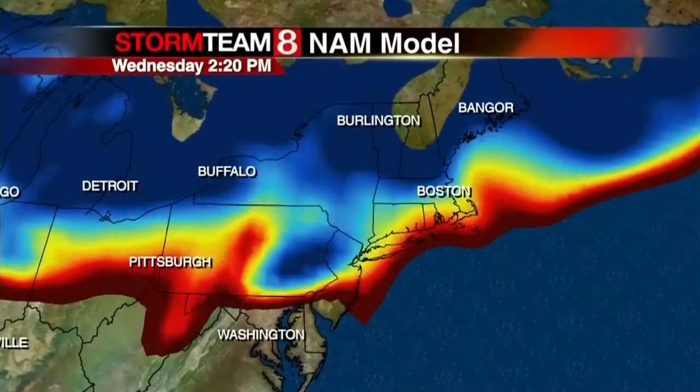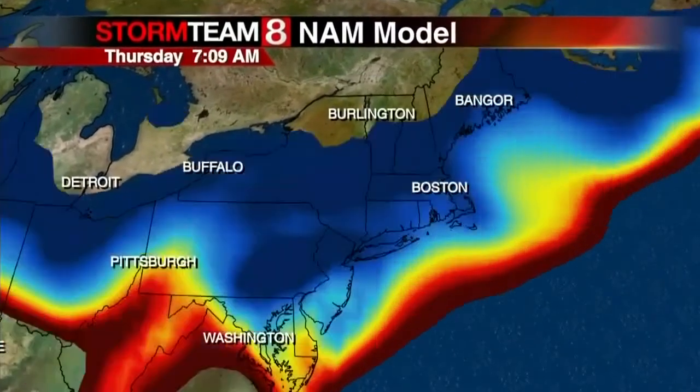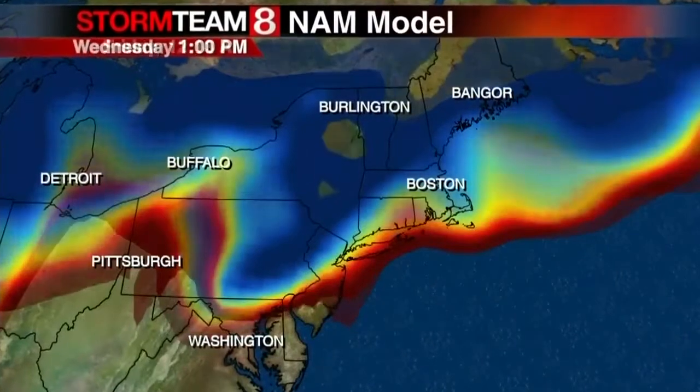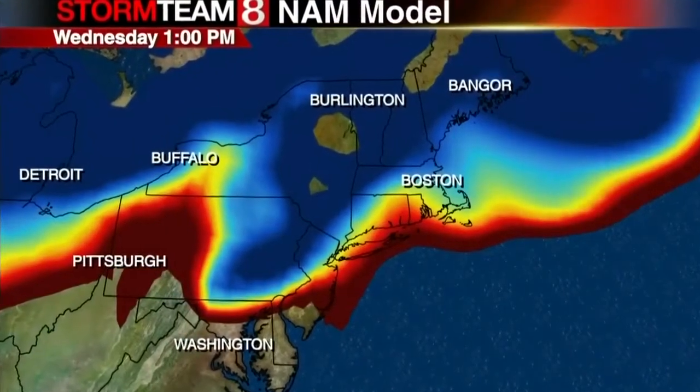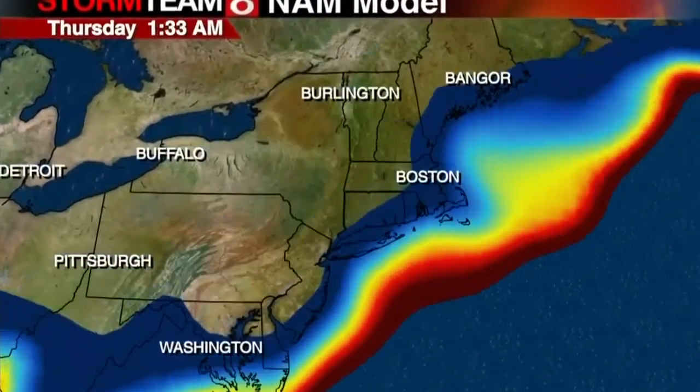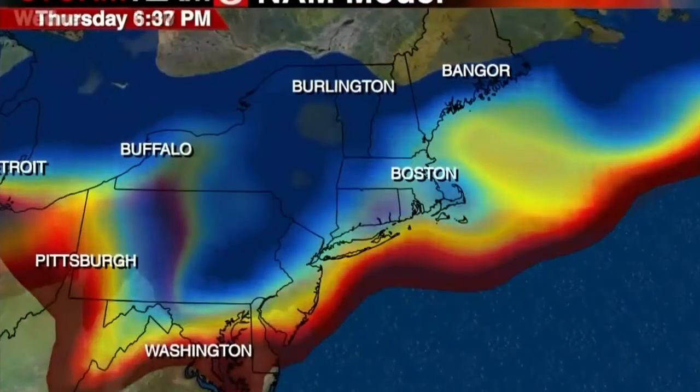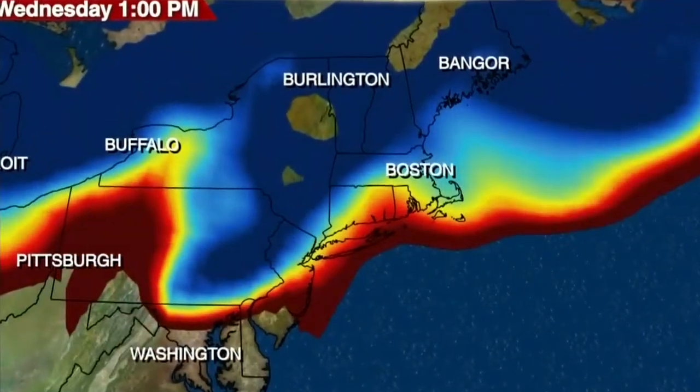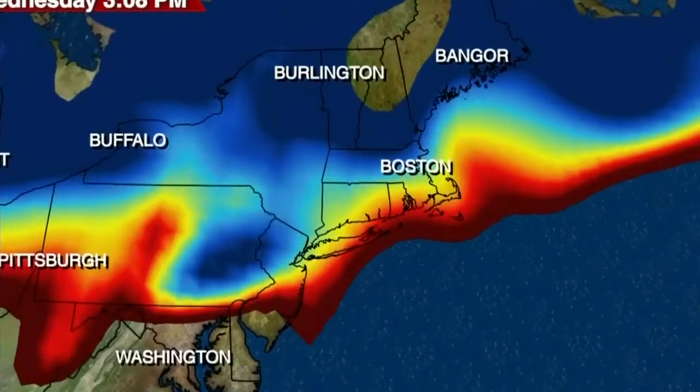Now, the North American Mesoscale model, or the NAM, is a higher resolution model than the GFS. It's a great tool used in forecasting severe weather and other short-term events. The NAM only gives forecasters about 3.5 days out of forecast rather than the 16 days that the GFS does.